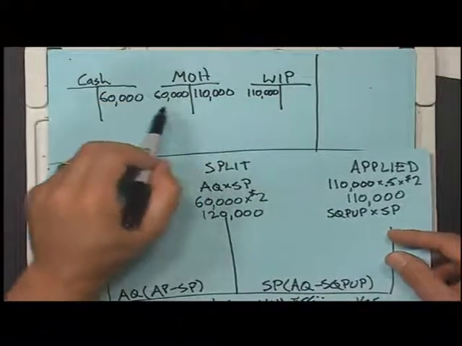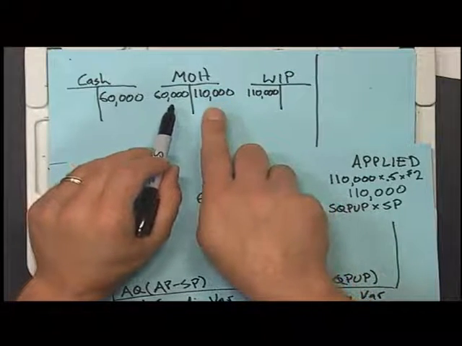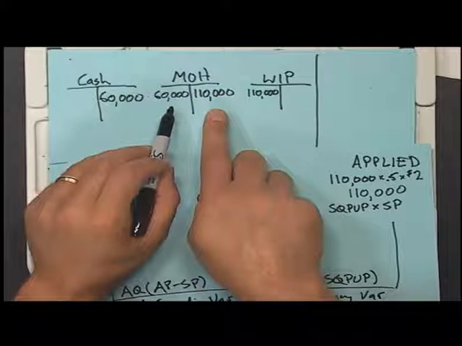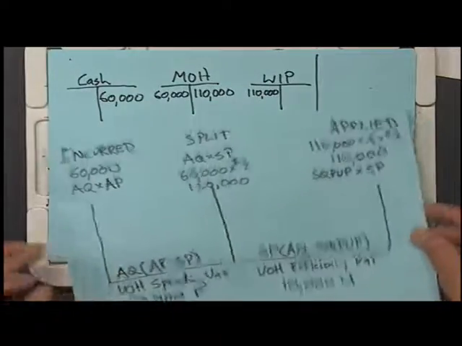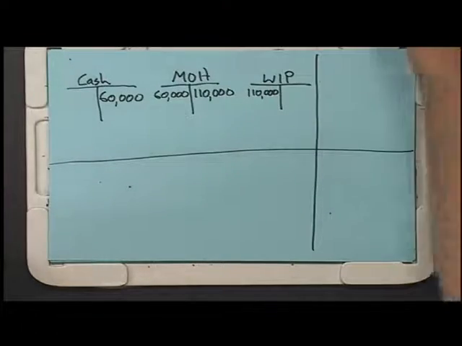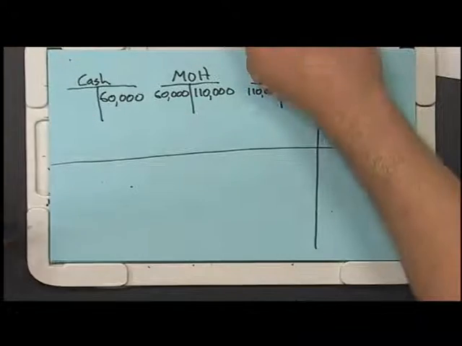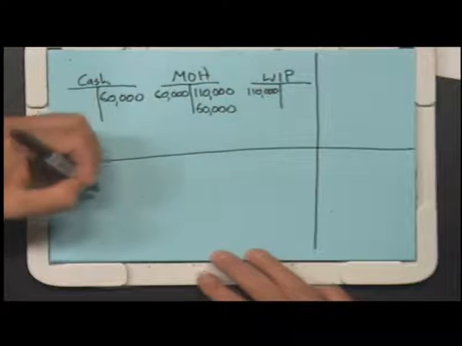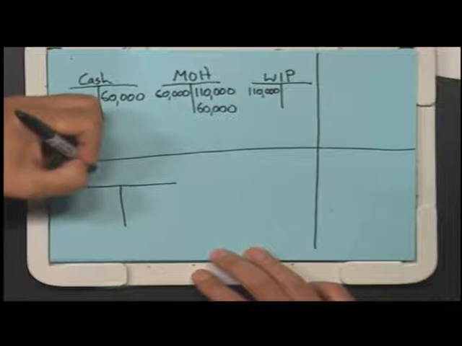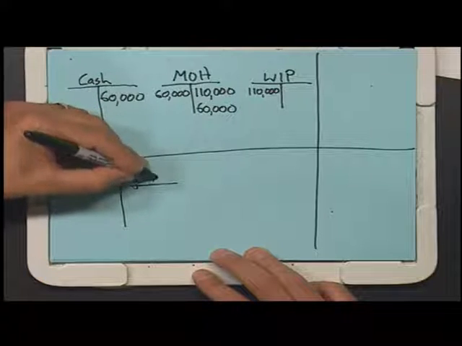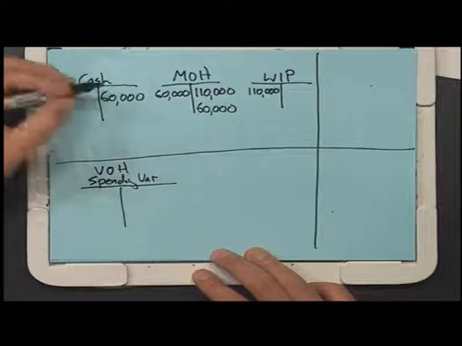Now, when we talk about overhead, again, we used to just make a single adjustment. We'd have a $50,000 debit to manufacturing overhead here. But instead, we're going to break this into the two parts, our two variances that we have here. So we have here a $60,000 credit, which we're going to put into our variable overhead spending variance of 60,000.